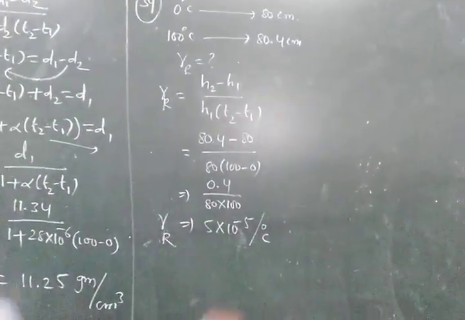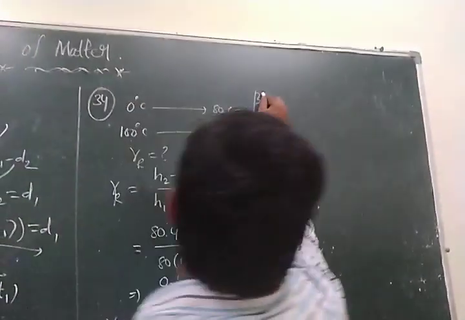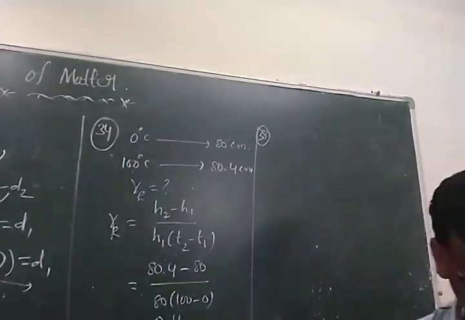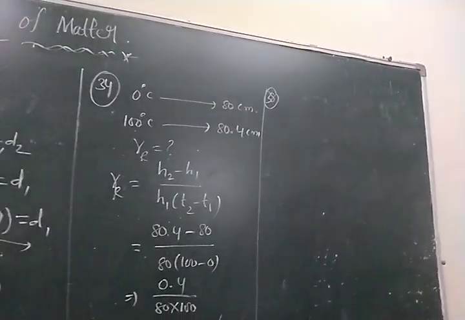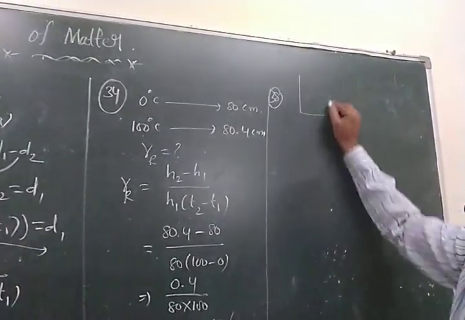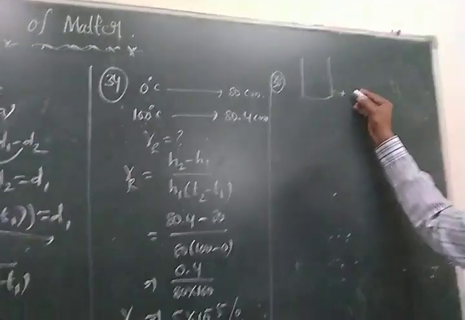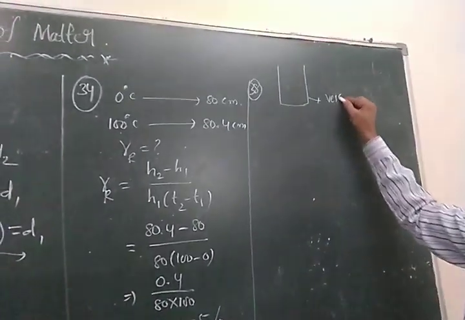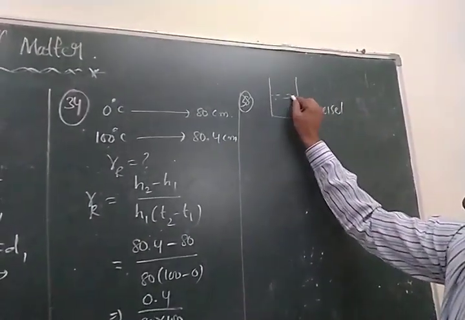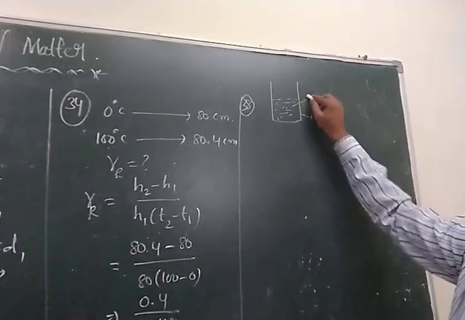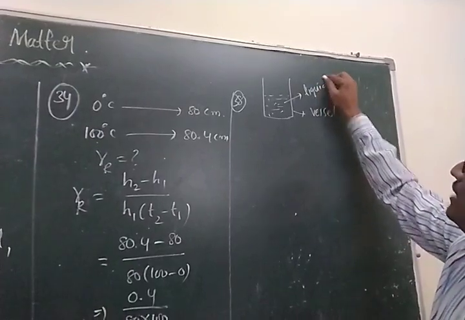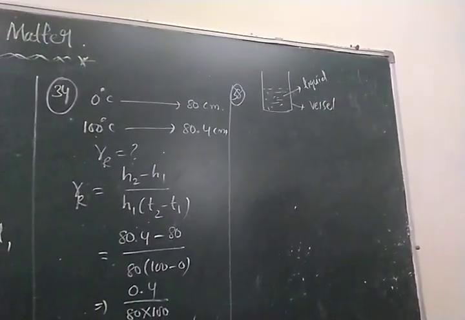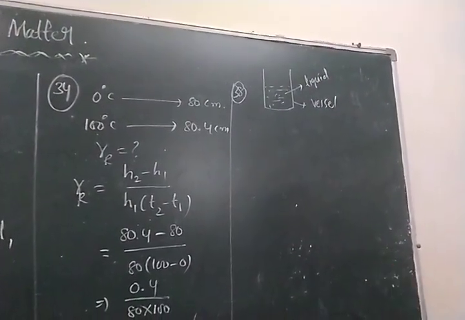Next is question number 38. A liquid occupies half of the vessel. For example, this is the vessel, and this is the liquid, occupying half of the vessel at a particular temperature.